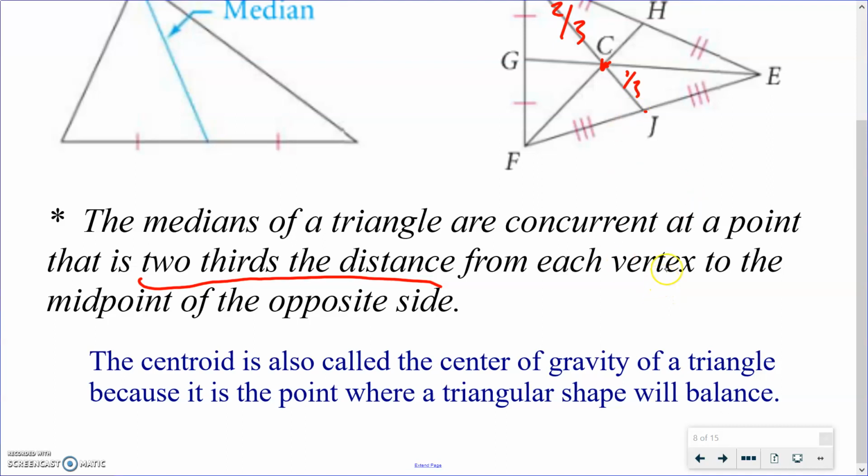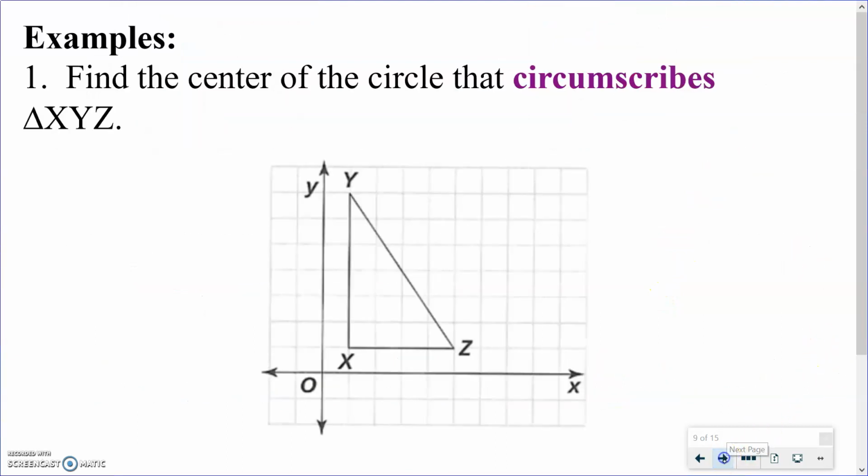So now we're going to use all the different centers of these triangles and answer some questions. So the first thing is we want to find something that circumscribes triangle XYZ. Okay, so circumscribes is going to be the circumcenter, which means we are going to find the perpendicular bisectors of all three sides.